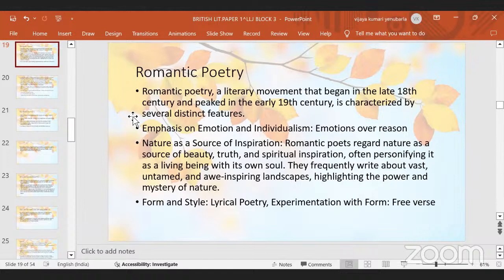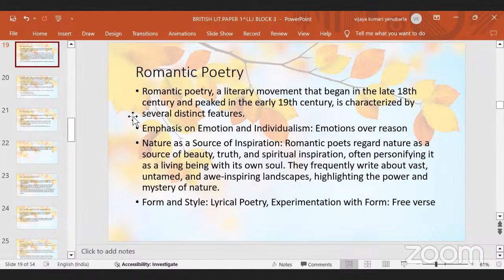Nature as a source of inspiration. Romantic poetry took its source from nature. Romantic poets regard nature as a source of beauty, truth, and spiritual inspiration, often personifying it as a living being with its own soul. So, these romantic writers personified nature as a human. And the human has a soul, obviously, heart, emotions, feelings, and all that. They frequently write about vast, untamed, and awe-inspiring landscapes, highlighting the power and mystery of nature.